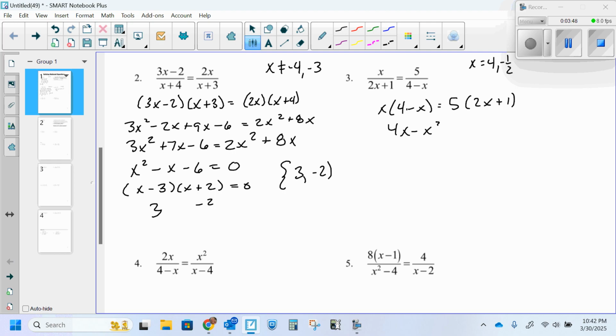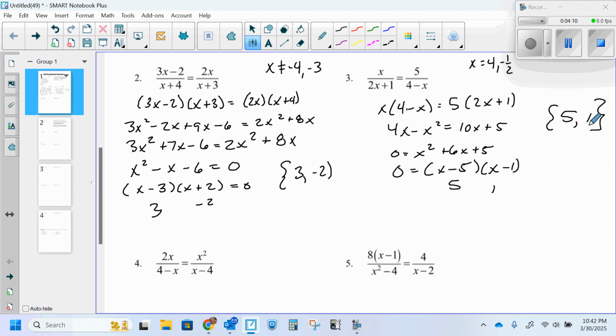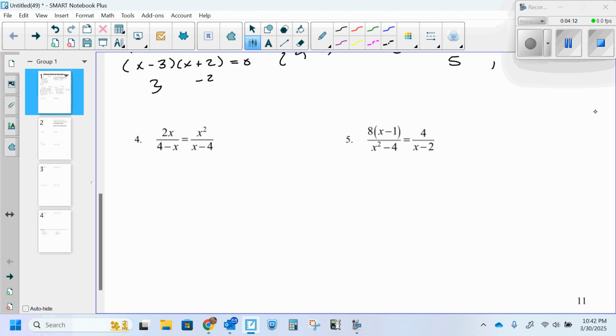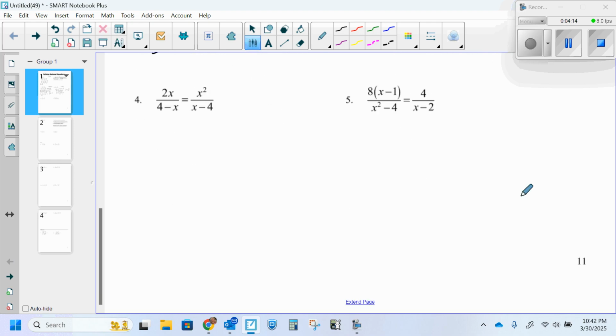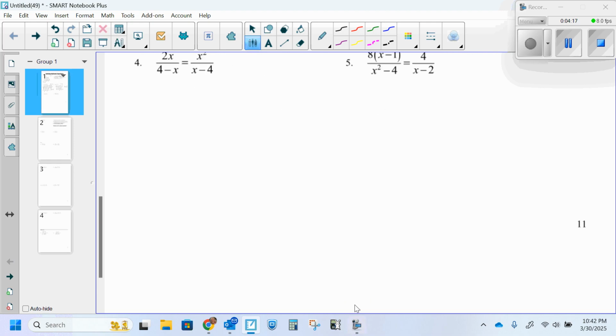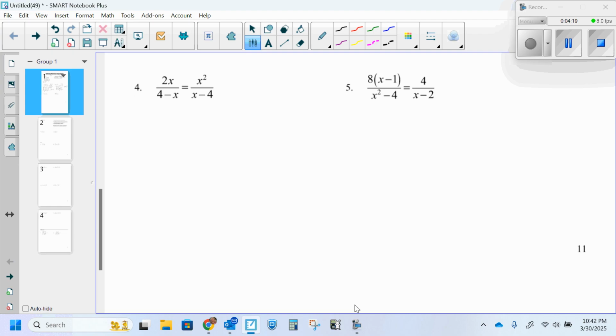Okay, number 3, x cannot be 4 or -1/2. Distribute. Get everything over to one side. Since this is a -x squared, I'll get everything over to the right. Subtract 4x. We'll get to the hard stuff soon. Soon enough. The next page is where the hard stuff starts. All right. Cross multiply.